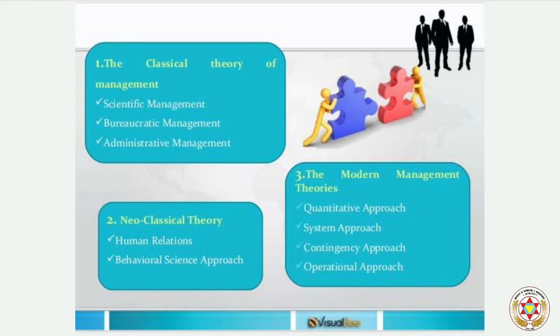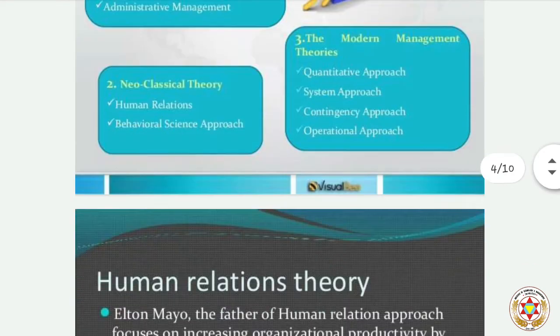Under classical theory of management, it is divided into scientific management, bureaucratic management and administrative management. Neoclassical theory says human relations, behavioral science approach. Modern management theory has quantitative approach, system approach, contingency approach and operational approach.